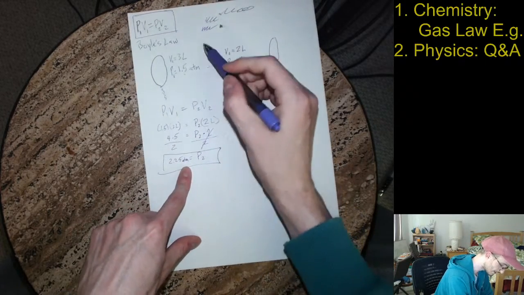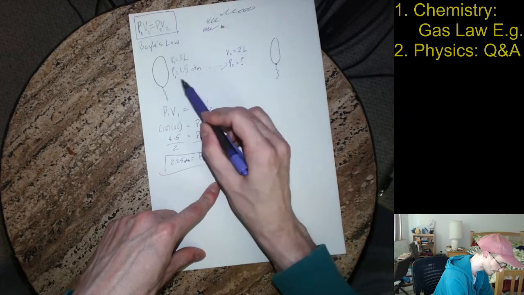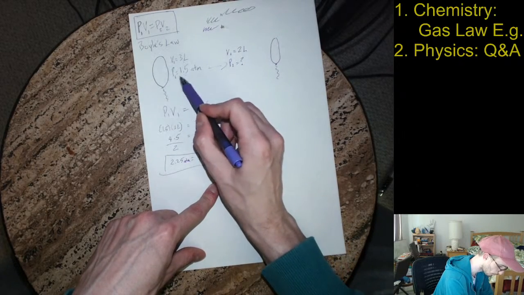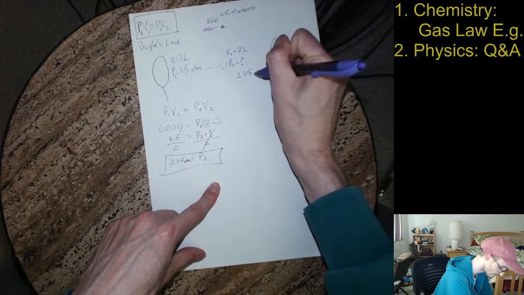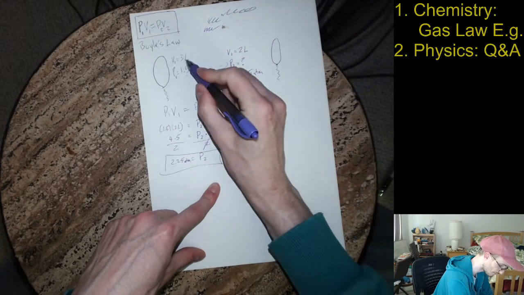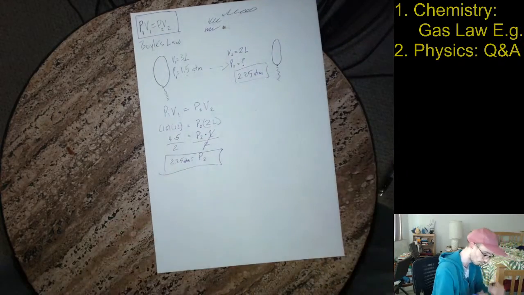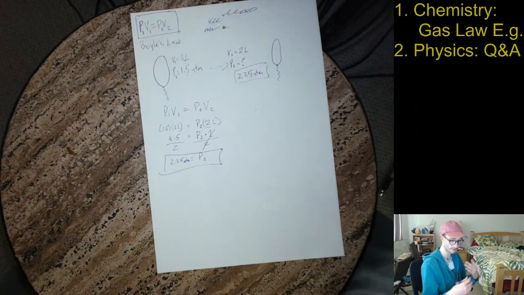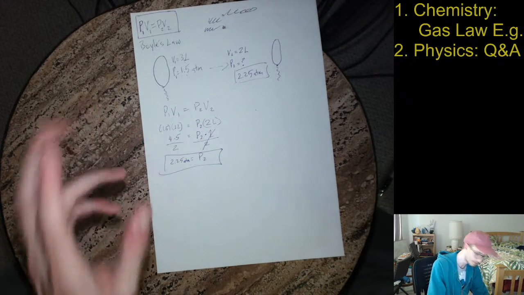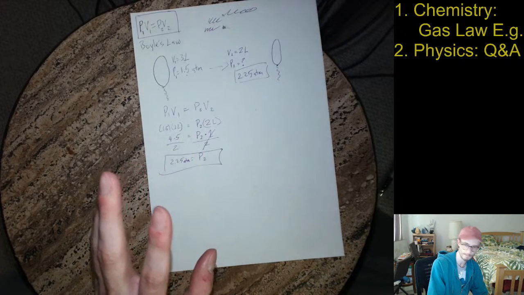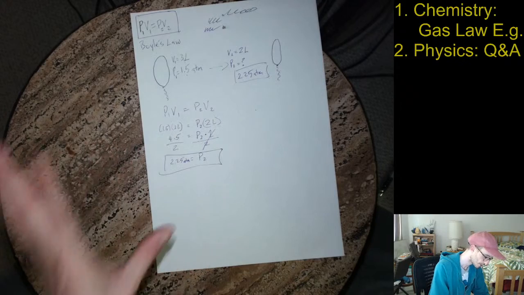So when I squeeze the balloon from 3 liters down to 2 liters, the pressure has to go up. So it goes up from 1.5 all the way up to 2.25 ATMs if I squeezed it from 3 to 2 liters. So that's one way of executing Boyle's law to find the difference in pressure. So we're going to do 2 more examples, not with Boyle's law, but with the other laws. So this is Boyle's law, pressure and volume.